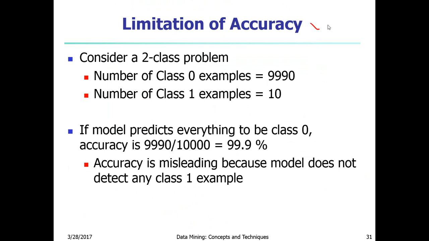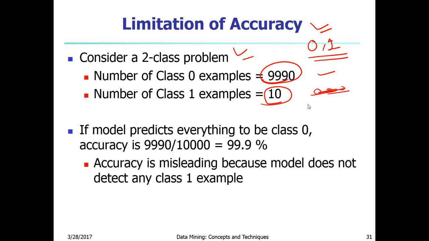There is a limitation of accuracy. So let's consider a two-class problem. That means we have got two classes, 1 and 0. Say, for instance, the number of class 0 in the data set is 9,990, and the number of class 1 is 10. So I've got very few 1s and quite a lot of zeros in our data set. Now a predictive model has been built which predicts that all the data points are zeros. All data points are 0.